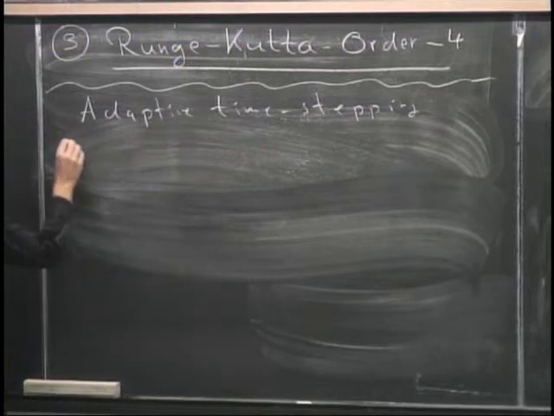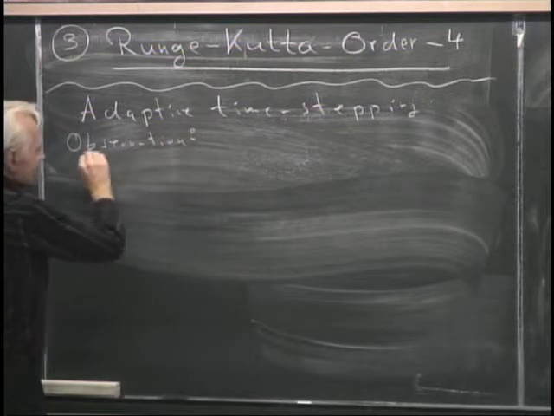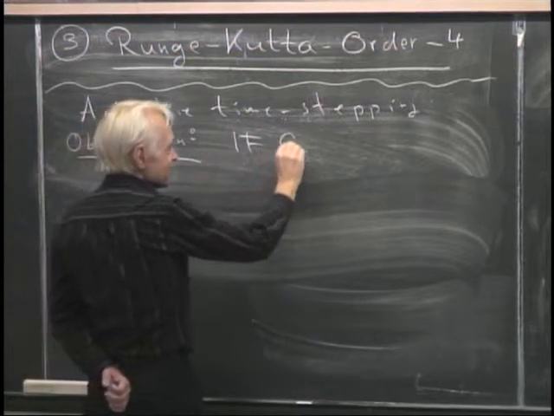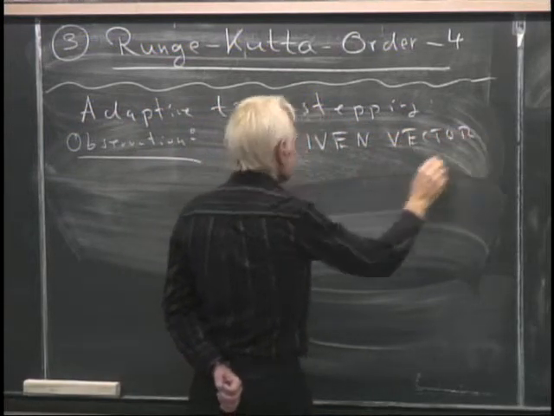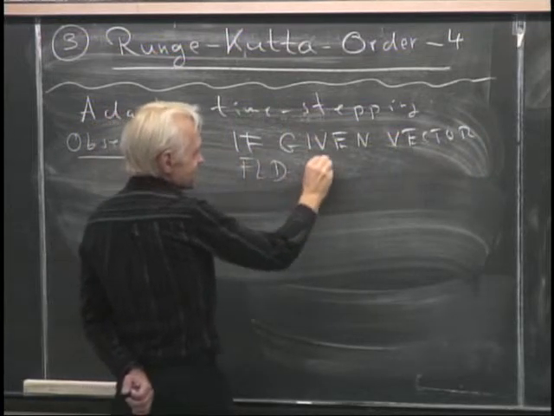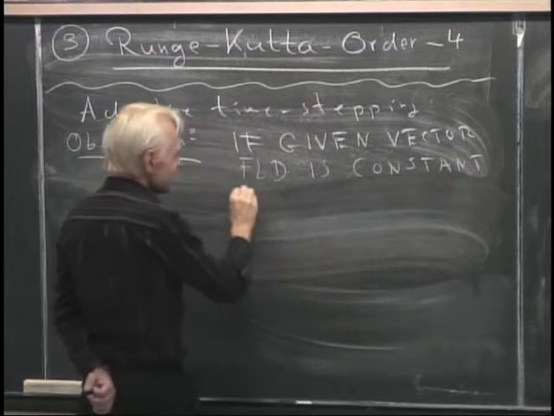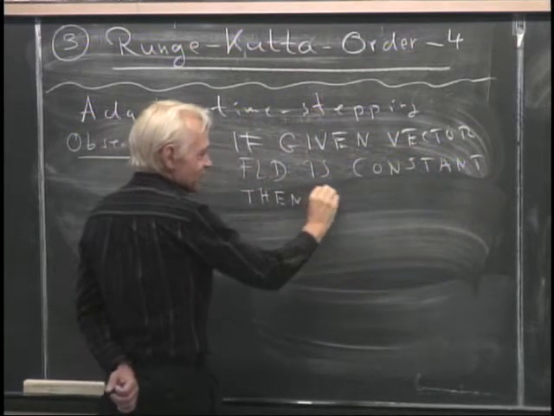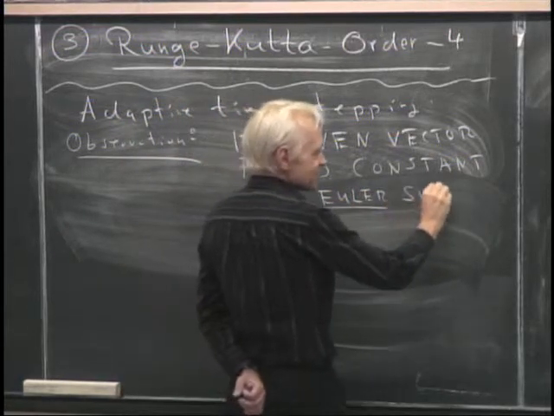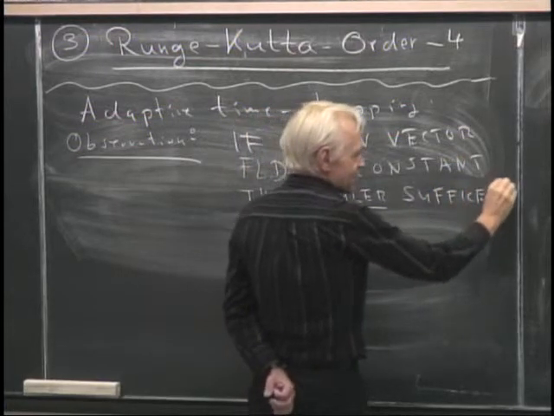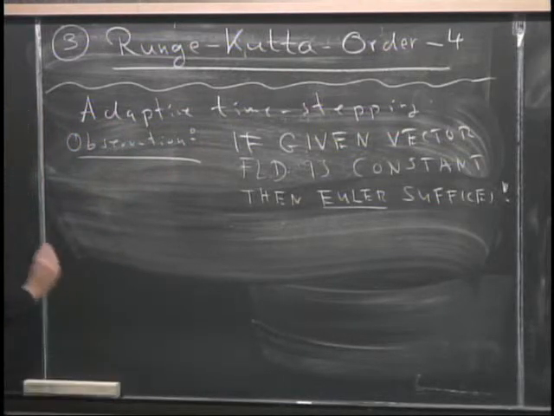First observation: if the given vector field is constant, then Euler, the simplest of schemes, the Euler scheme suffices. Otherwise, nothing suffices.